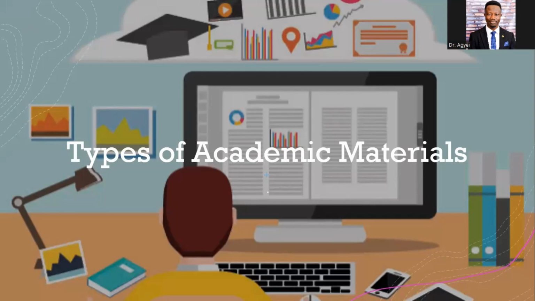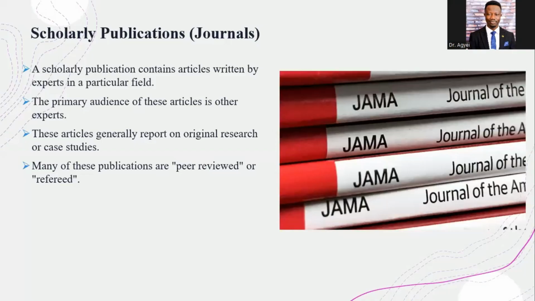So let's look at academic materials, material that we can depend on when we are doing our studies, okay? The first one, I think most of us are aware of, is scholarly publication, that is journals. Journals contain articles written by experts in a particular field. So if you are coming from medicine, there are so many publications over there. If you are coming from psychology, you'll be able to get journals within that category.